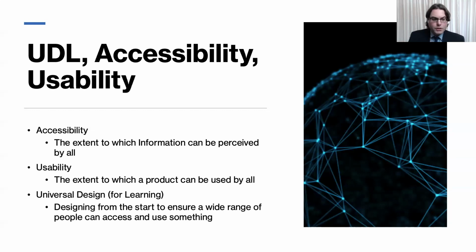And then universal design and universal design for learning is the idea of designing from the start to ensure a wide range of people can access and use something. So UDL is meant to help all learners overcome barriers. And we want to keep in mind the idea that if instruction is universally designed, it should ideally support students with disabilities, but it can also make for a more socially just and a more equitable learning experience for all.